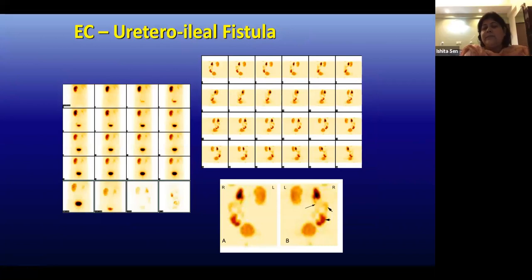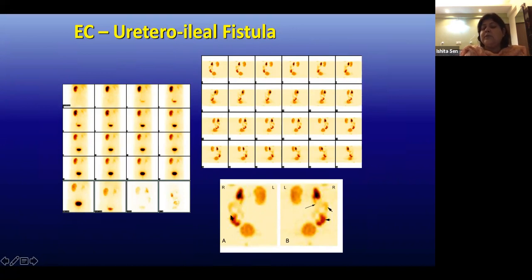Again, an interesting case. This looks like an ileal conduit, but this was actually a ureteroileal fistula, which had happened because of a patient who had had a surgical trauma. You can see that the DTPA is going into the intestines. So again, this is a ureteroileal fistula. Now, how do you differentiate whether this is a conduit or a ureteroileal fistula?